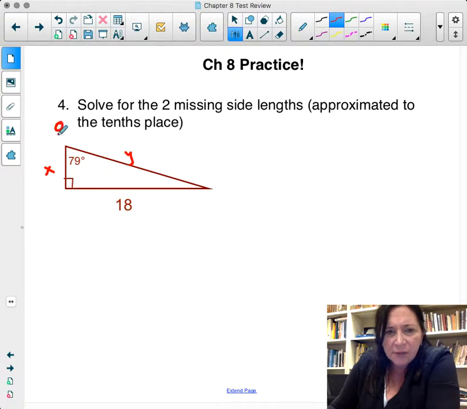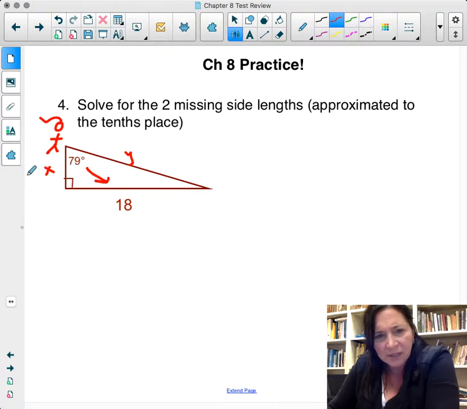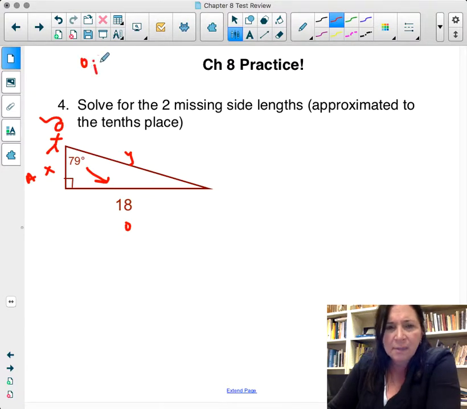Put yourself at the corner. I'm going to put myself at 79 degrees. So in doing that, I am not trying to find the hypotenuse yet. I'm trying to find x. So I know that this is opposite to where I'm at, and I know this is adjacent. Okay, so you'd have to ask yourself, what uses opposite and adjacent? Okay, that's what I'm looking for.